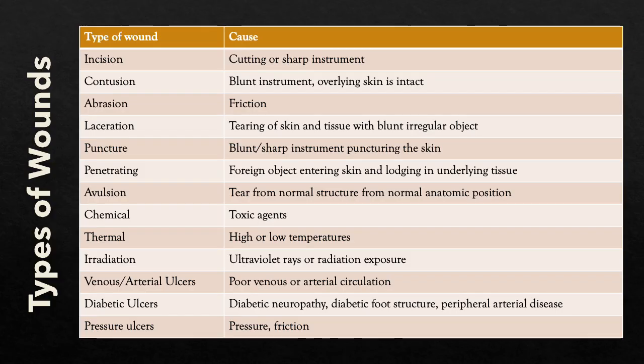This is a list of other types of common wounds, including incisions, contusions, abrasions, lacerations, punctures, penetrating wounds, avulsions, chemical wounds, thermal, irradiation, venous ulcers, arterial ulcers, diabetic ulcers, and pressure ulcers.